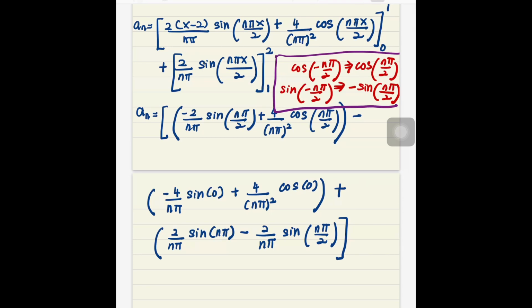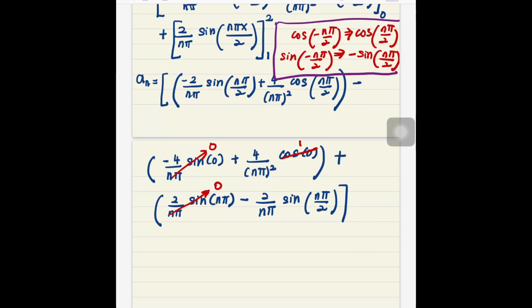Okay, so for this example here, since you just have sine n pi over 2 and cos n pi over 2, just leave it as this. Okay, so what else can you simplify? Sine 0 is equal to 0. Cos 0 is equal to 1. Sine n pi is equal to 0. Sine n pi over 2 is equal to sine n pi over 2.